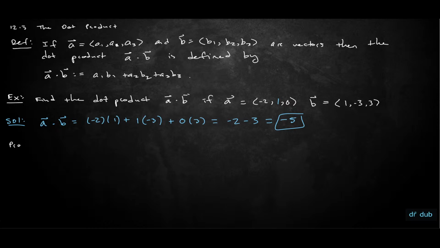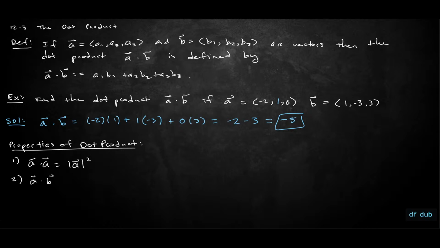So properties of the dot product. The first one is that A dot A is really just the magnitude of A squared. That's interesting. Second one is A dot B equals B dot A. So this is what we call symmetric, or you could call it commutative.